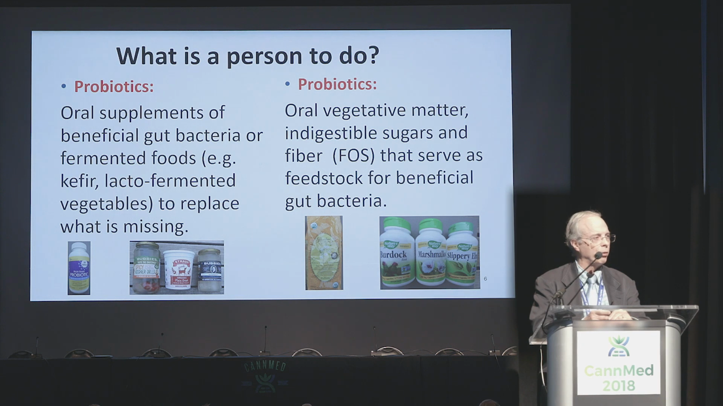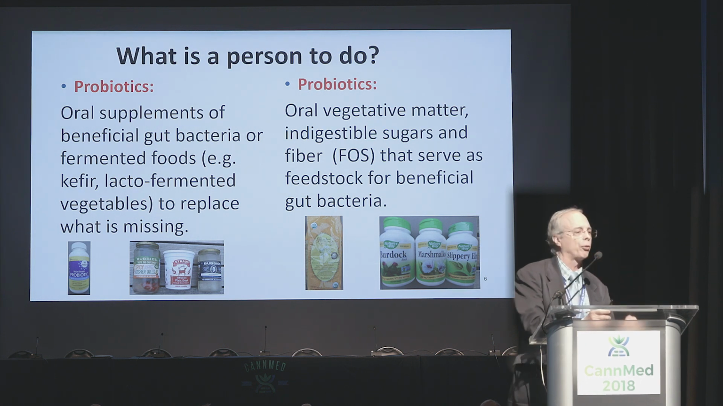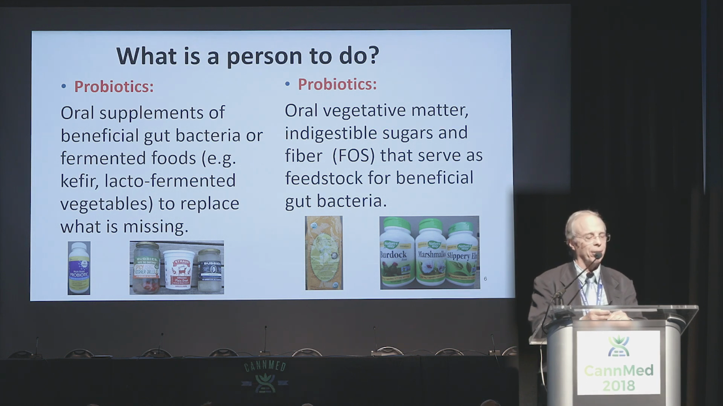So what is a person to do? Well, I'd suggest these things. First, probiotics that may be familiar to some of you. These are oral supplements of beneficial gut bacteria that can be supplied as capsules or in fermented foods, especially kefir, lacto-fermented vegetables, to replace the kind of thing that is missing. And then you need something that those bacteria like to eat. And those are prebiotics. These are oral vegetative matter, indigestible sugars and fiber, fructooligosaccharides that serve as a feedstock for the beneficial bacteria.